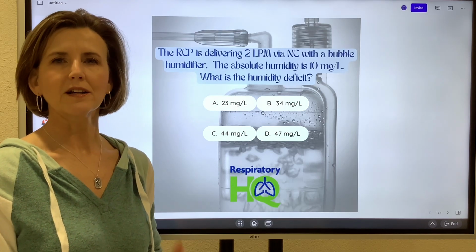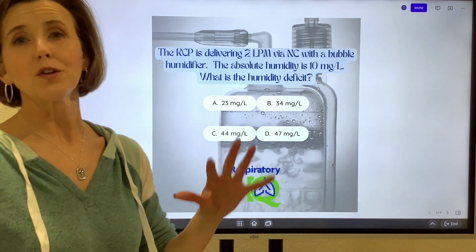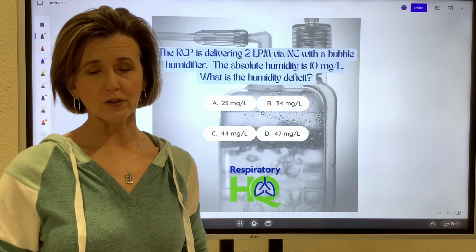Everyone. Let's talk about today's Respiratory HQ challenge, and it has to do with humidity and humidity deficit, which is always a little bit confusing when you first start out with it.